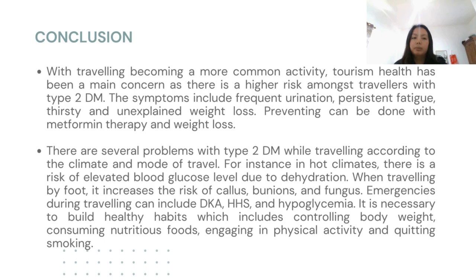There are several problems with type 2 DM while traveling according to the climate and the mode of travel. For instance, in hot climates, there is a risk of elevated blood glucose level due to dehydration. When traveling by foot, it increases the risk of bunions, callus, and fungus. Emergencies during traveling can include diabetic ketoacidosis, hyperglycemic hyperosmolar state, and hypoglycemia.